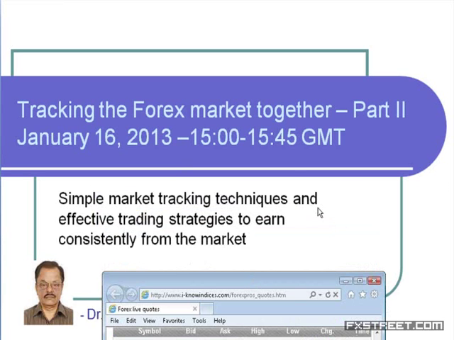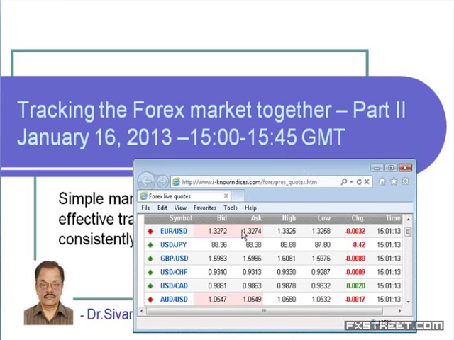It's a simple market tracking technique, and if you use it, it will be a very good and quick method to earn consistently from the market. And in order to make it foolproof, we use the trading strategies also. So I'll explain to you with regard to the market reading.